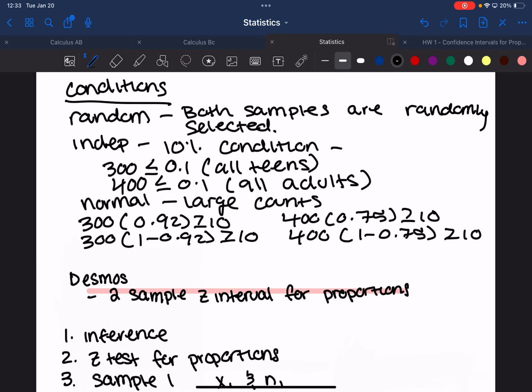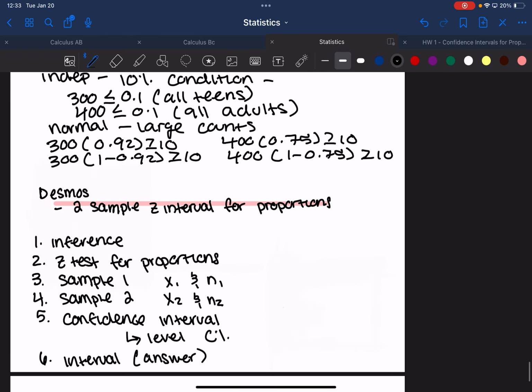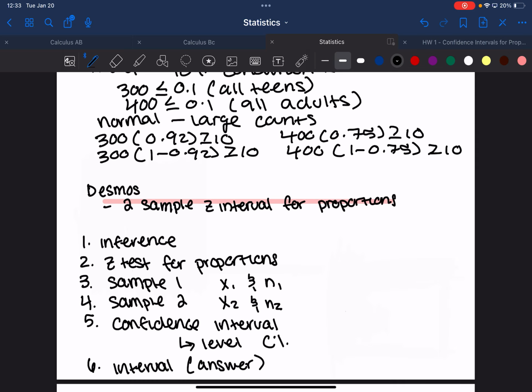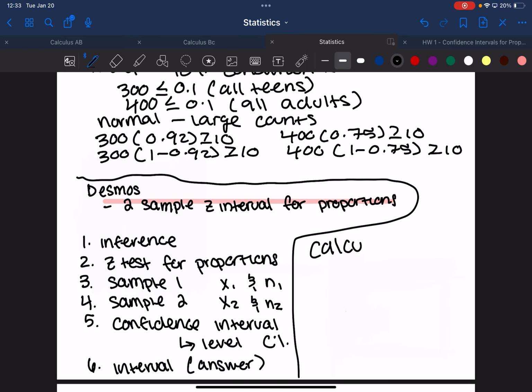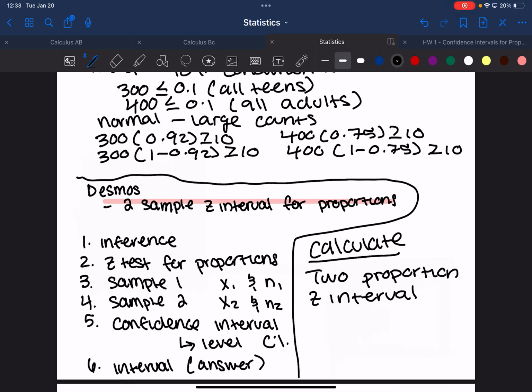Okay, now we have our calculate. For calculate on the FRQ, you guys did a little bit too much. Okay, so a little bit too much. Remember, you only need your name. So this is a 2 proportion Z interval, and the answer, which is the interval, which I will show you how to get in just a moment on Desmos.